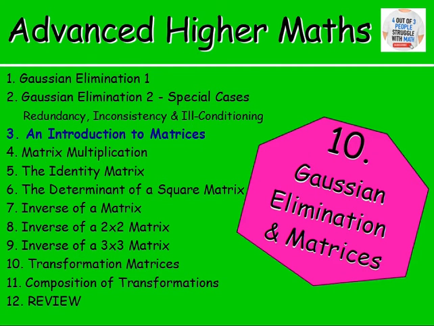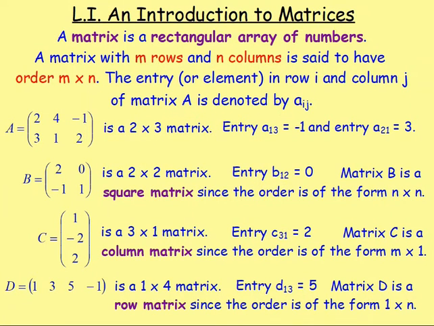After Gaussian elimination, we then went on to look at matrices in a little more depth. So a matrix is a rectangular array of numbers. A matrix with m rows and n columns is said to have order m by n, or m times n. So this here, you can see there are 2 rows and there are 3 columns, so that'll be a 2 by 3 matrix. Each number in here is known as an entry or an element, and if you're wanting to take, for example, matrix A, and you have 1, 3, then it means the first row and the third entry. So you will have negative 1.